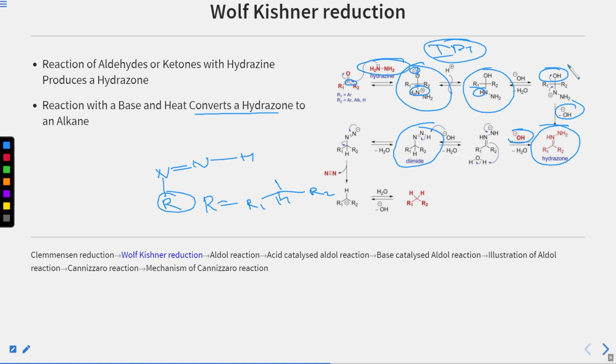First your OH minus is released, then further the N2 is released, and in each of these we are protonating also, because after the release of the group, you are getting a negative charge on the carbon center that is being protonated simultaneously. After removal of two groups, first the OH minus and then your N2, you get your final alkane. So this is the Wolff-Kishner reduction.